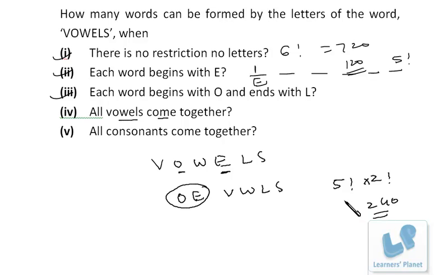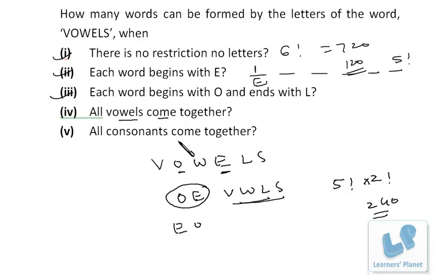If it is mentioned that E should follow O, then only 5 factorial ways will be there. But if it is told that O and E should be together, then there will be 2 factorial ways multiplied by 5 factorial, because O and E order is valid and E and O order is also valid, right? So O and E can be arranged in 2 factorial ways, right?